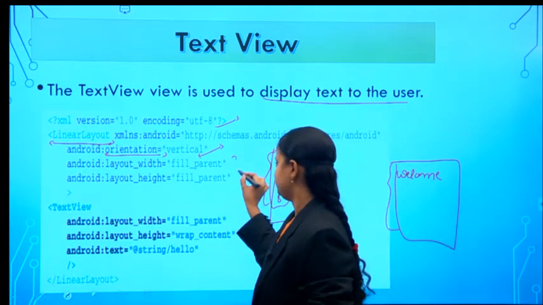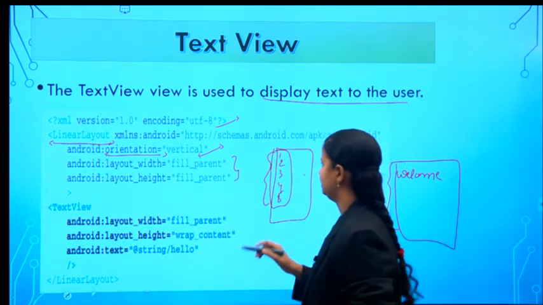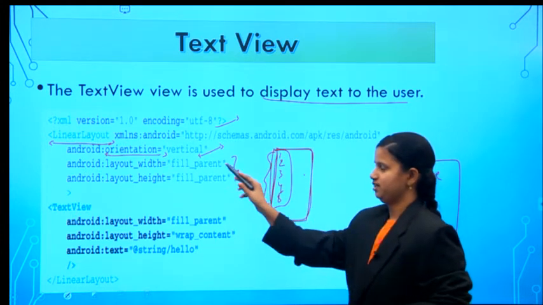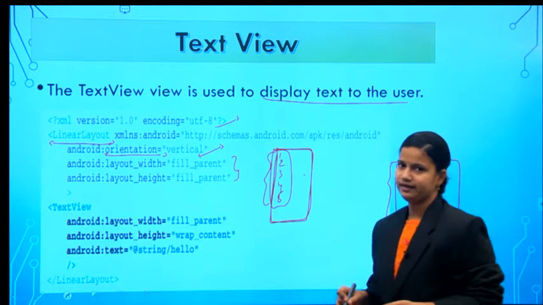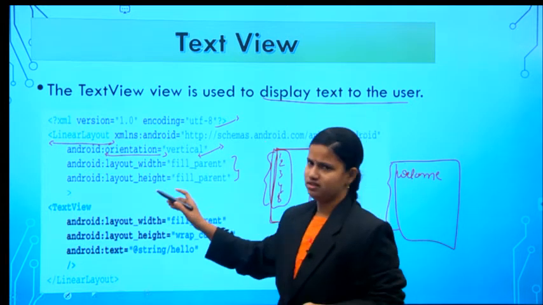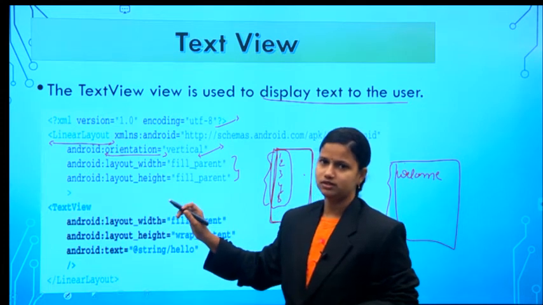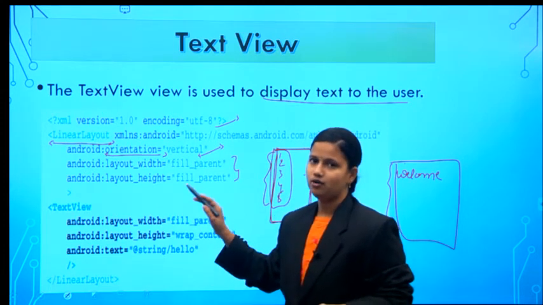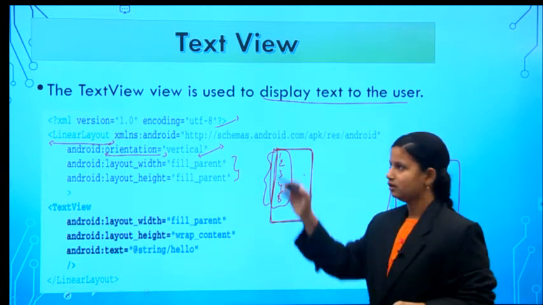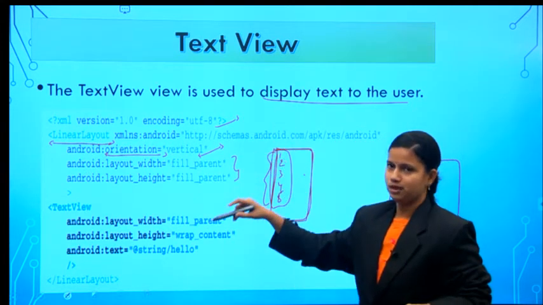And what is the width and height of your linear layout? The width and height of your linear layout will be set by these two values, fill parent and fill parent. Up to this we discussed in the third unit. What is the third unit? Different layouts we discussed. But in this we have to see how we have to add the text view to the design.